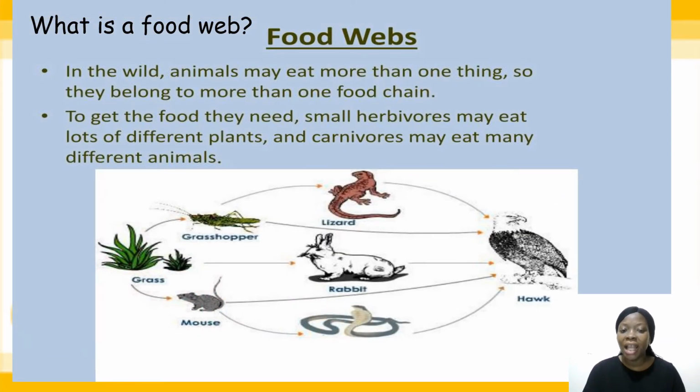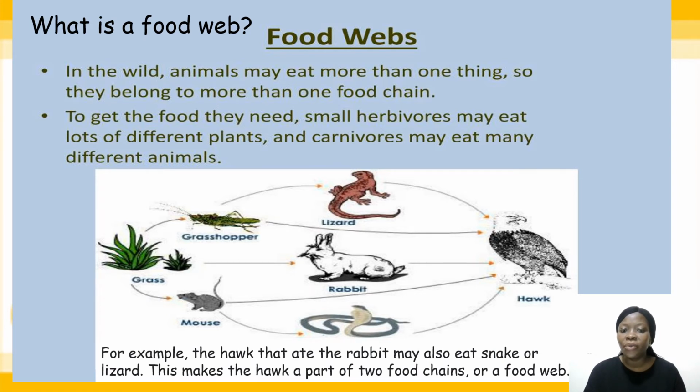In the wild, animals may eat more than one thing, so they belong to more than one food chain. To get the food they need, small herbivores may eat lots of different plants, and carnivores may eat many different animals. So in the wild, small herbivores, we know what herbivores are, right? Animals that eat only plants, like the grasshopper. Small herbivores may eat lots of different plants, and carnivores, these are meat eaters, animals that eat only flesh. They may eat many different animals to derive energy and to gain strength. Now, this is an example of a food web.